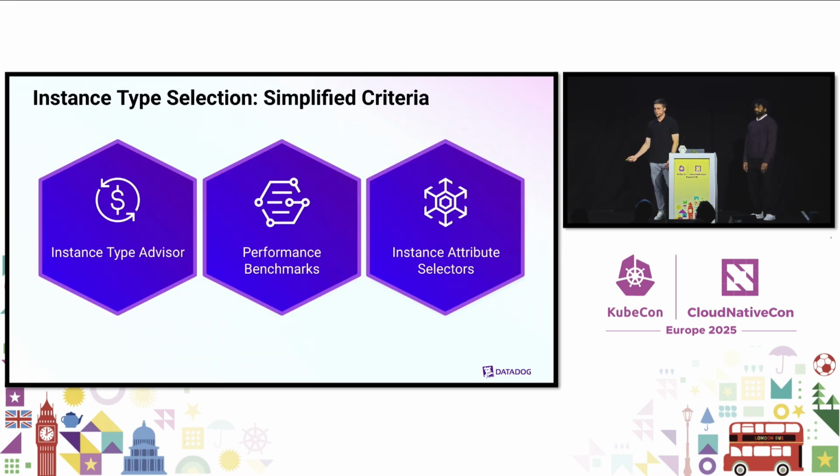So with these three tools, we now have the advisor to be able to calculate the bin packing efficiency of all of our node group sets for cost optimization. We have benchmarks to factor in the specific performance of every instance type, and we have attribute selectors on the instance type and environment to give us flexibility in the reliability concerns that we care about for our fleet.